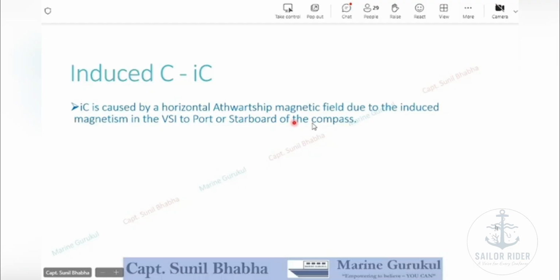So you see in this case it is very similar to coefficient IB. IB was caused because of a vertical structure which is forward or aft of the compass, and IC is caused because of a vertical structure which is port or starboard of the compass.